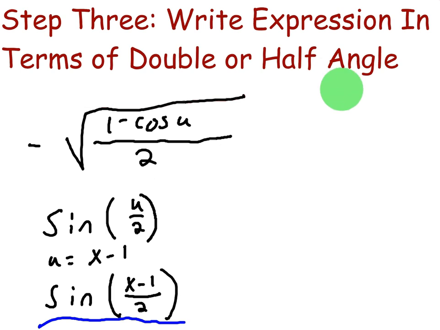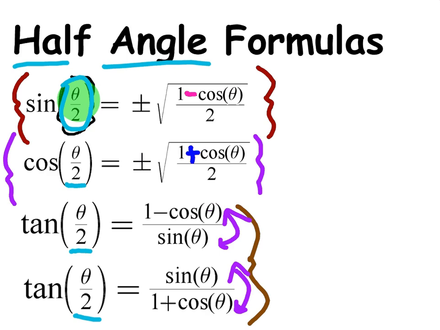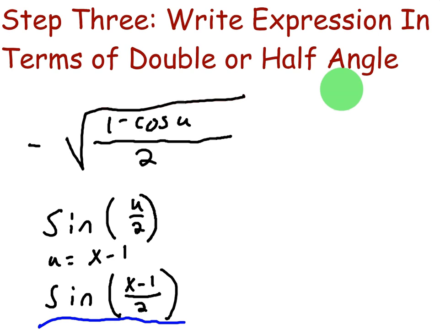So again, if we go back and look at that formula, we can see that the plus or minus the square root of (1 minus cosine theta) over 2 is equal to sine of theta over 2. The only difference is we have the variable theta instead of u, so this is just going to become sine of u over 2. So that's exactly what we're going to replace it with, sine of u over 2.